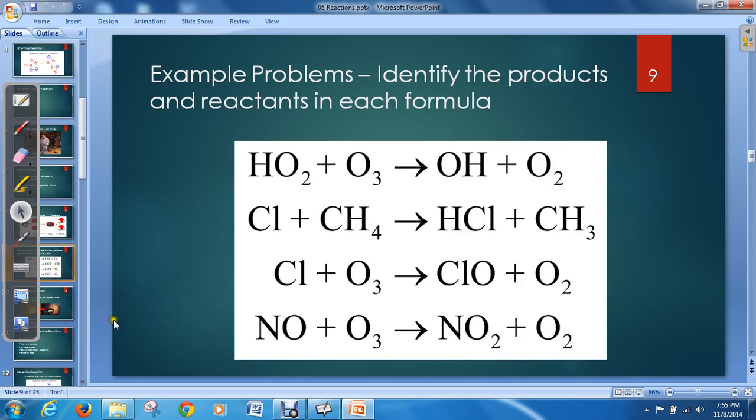If you are making up participation, try to do this question right here. Take a look at these four formulas and try to identify the reactants and the products in each one. So let's go ahead and do that.